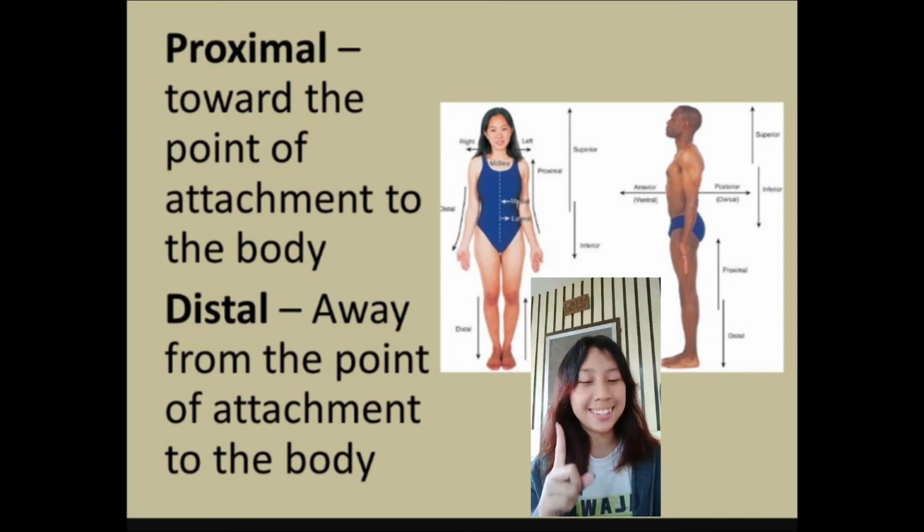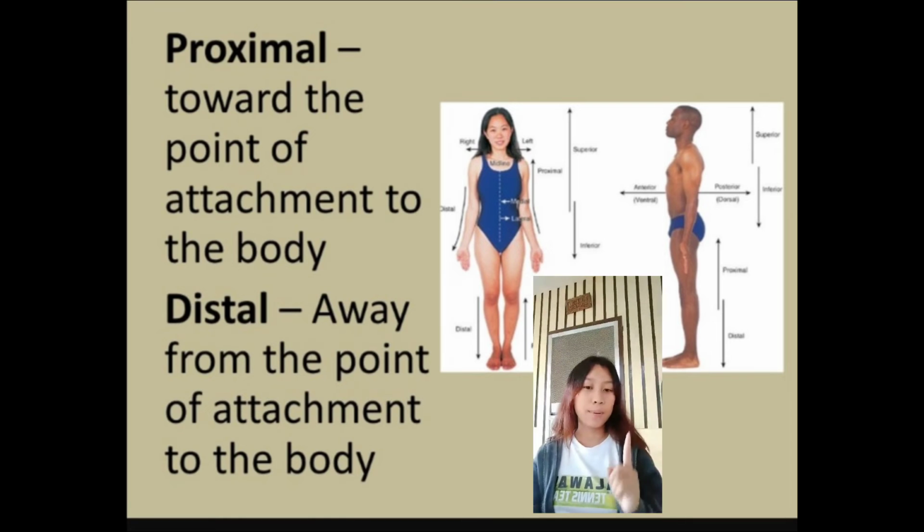Proximal and distal. What is proximal? Proximal is closer to where an arm or leg enters the body. Example of this, the knee is proximal to the ankle. Proximal or distal are only used to describe two points on the same limb, which is an arm or leg.